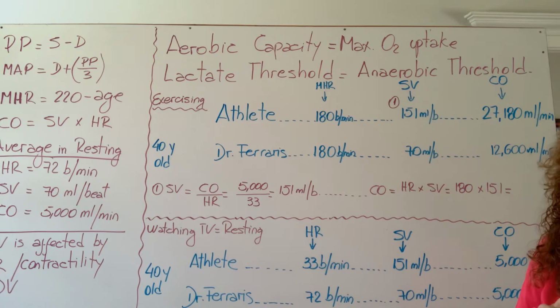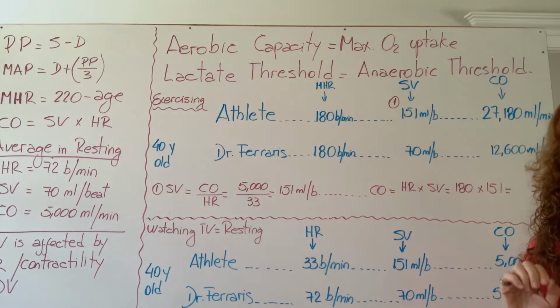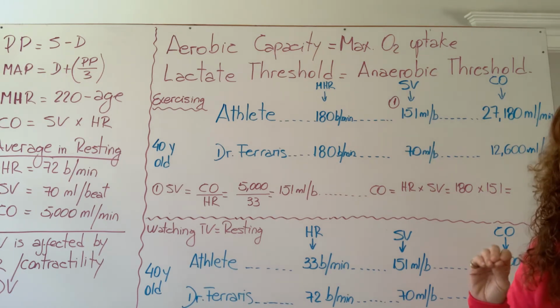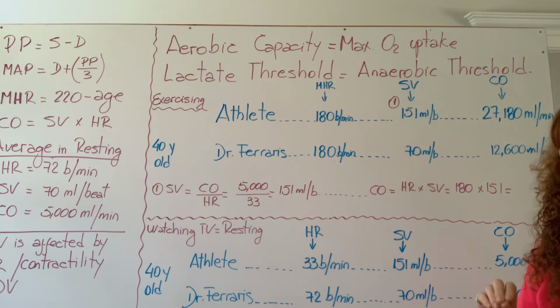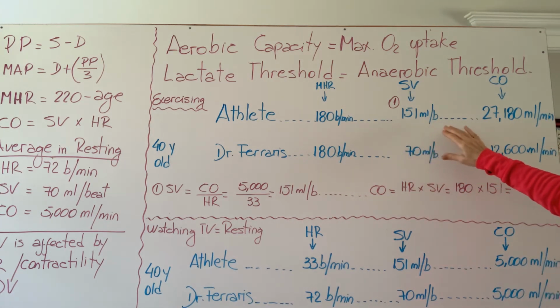So pay attention that during exercise, the stroke volume doesn't change much. In fact, it doesn't change really significantly, not for an athlete, not for a normal person. What we adjust most of the time in order to increase the cardiac output is the heart rate.